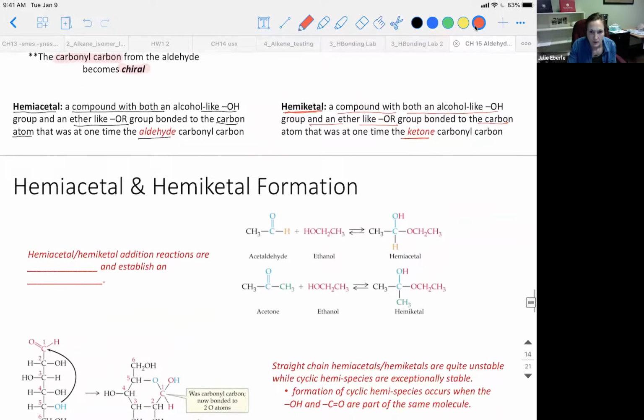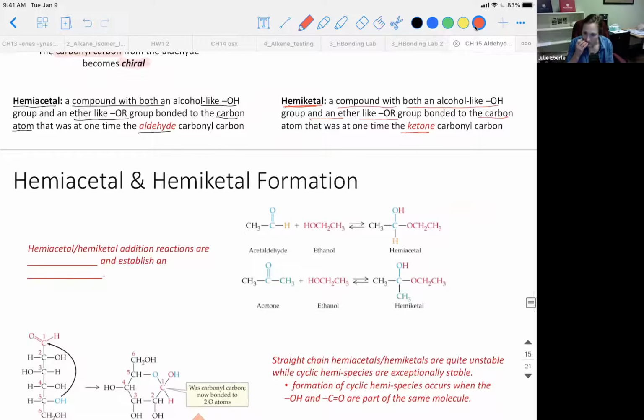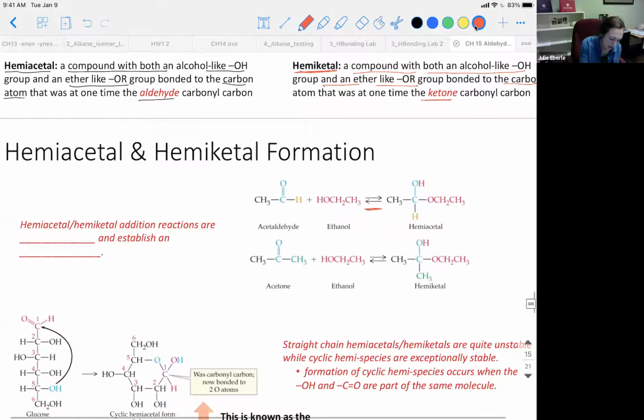Now, do you guys remember, in a previous chemistry class, you should have heard the word equilibrium. Anybody remember equilibrium? When you have a reaction that is reversible, remember the double arrow forwards and backwards? That is a reversible reaction. You can establish an equilibrium. So hemiacetal and hemiketal addition reactions are reversible, and they establish an equilibrium.